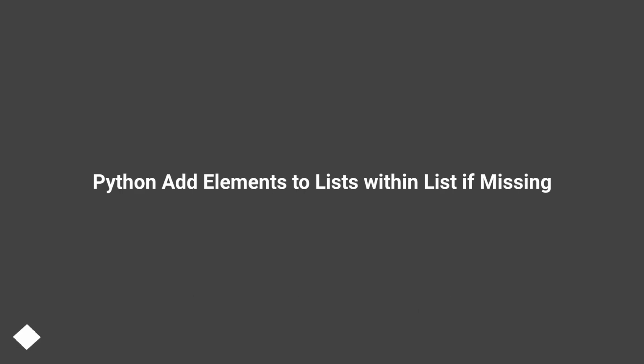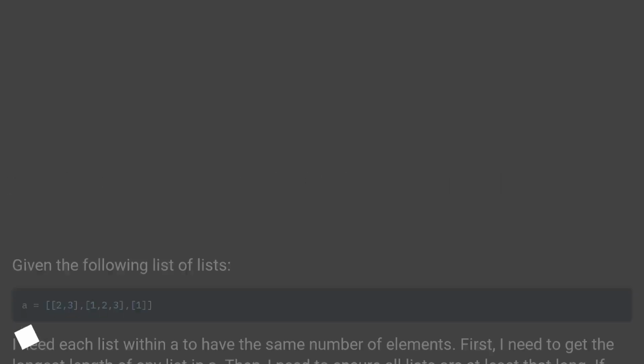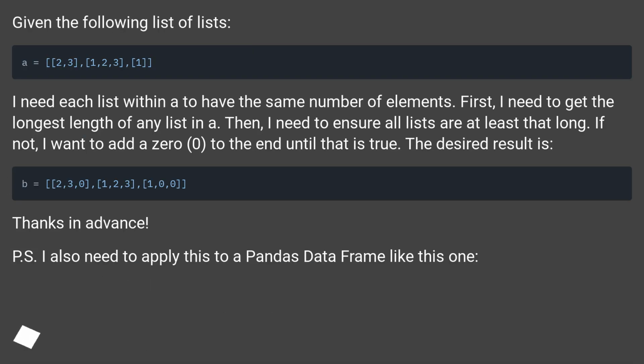Python add elements to lists within list if missing. Given the following list of lists, I need each list within A to have the same number of elements. First, I need to get the longest length of any list in A.